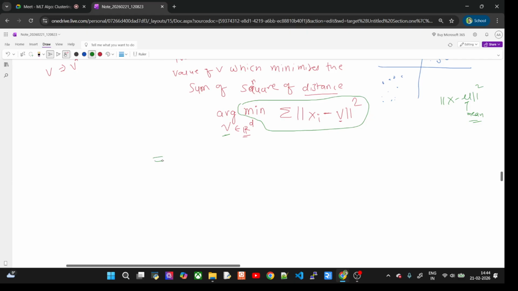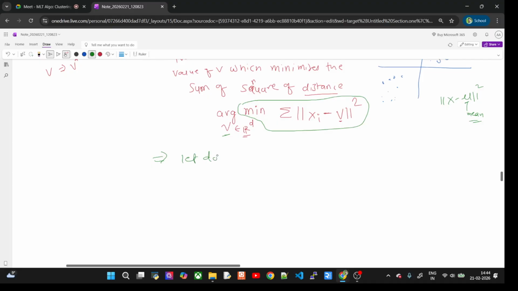Generally, because v is a vector, belonging to R^d, what we do is take the derivative of this function f(v) and equate it to 0, correct. So let's do it quickly.